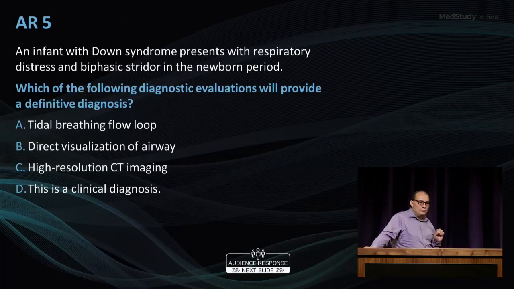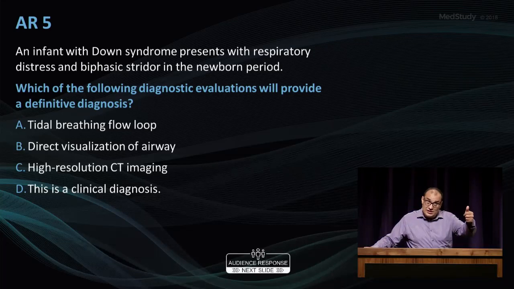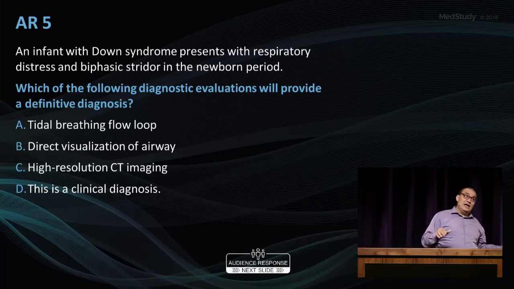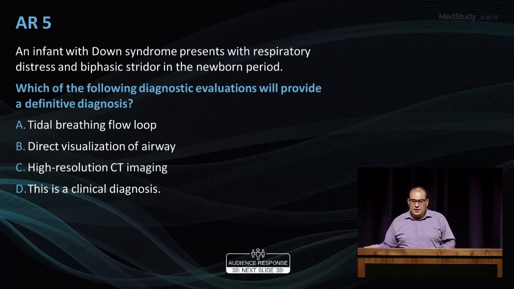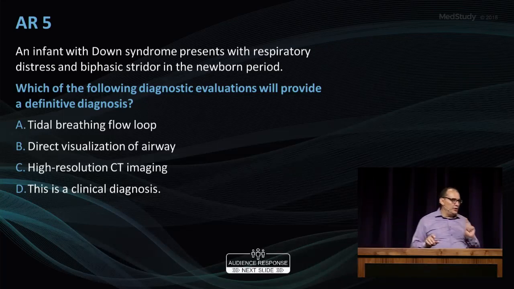An infant with Down syndrome presents with respiratory distress and biphasic stridor. So it was inspiratory, then actually it's expiratory. So it's severe. When they say biphasic, it means that there is really a good obstruction there, in the newborn period, since he was born. Which of the following diagnostic evaluations will provide a definitive diagnosis? And here is the question.